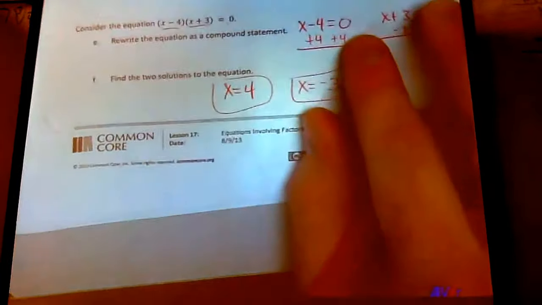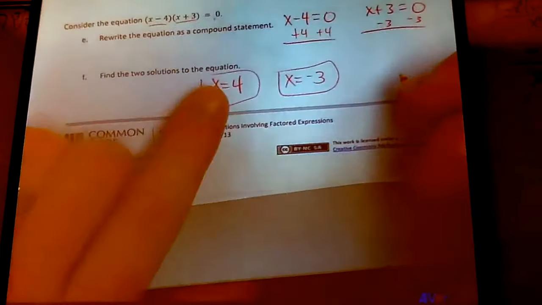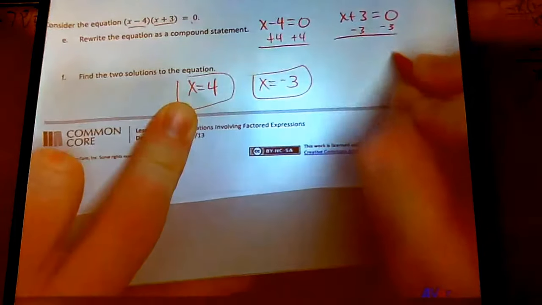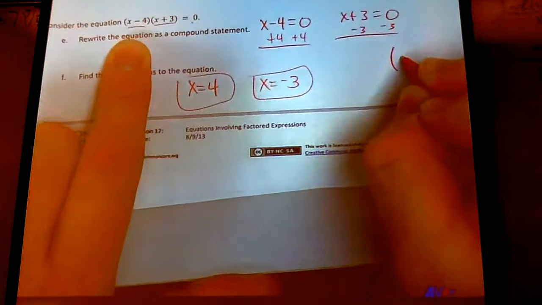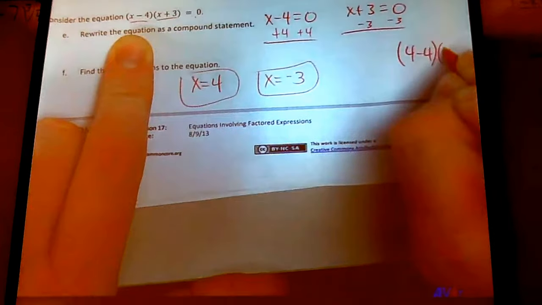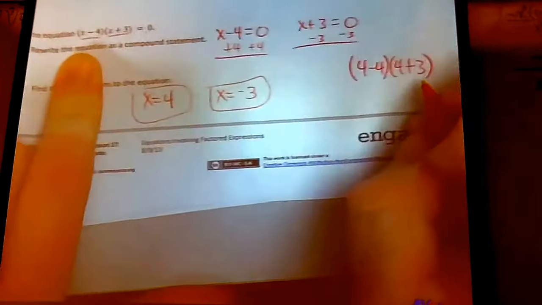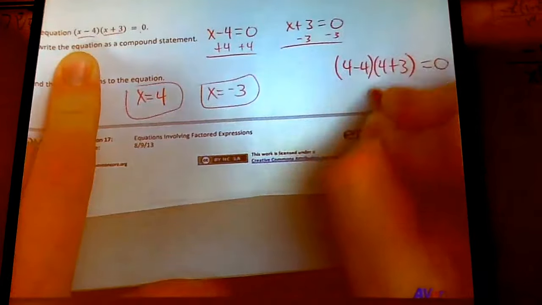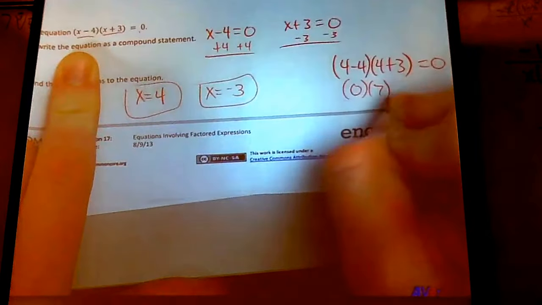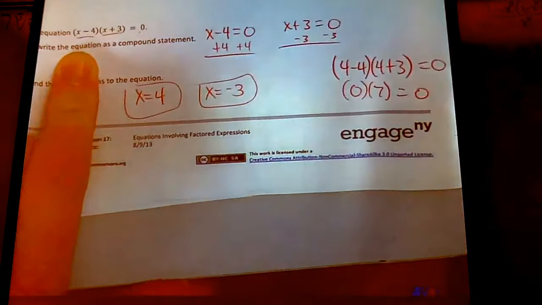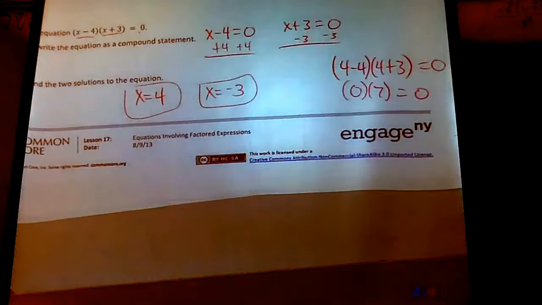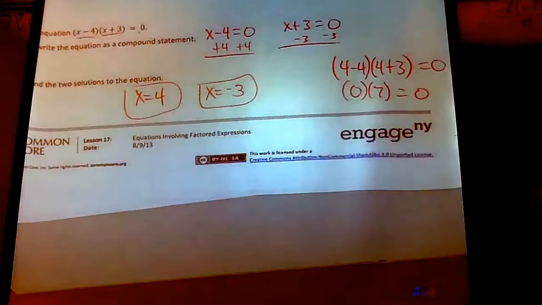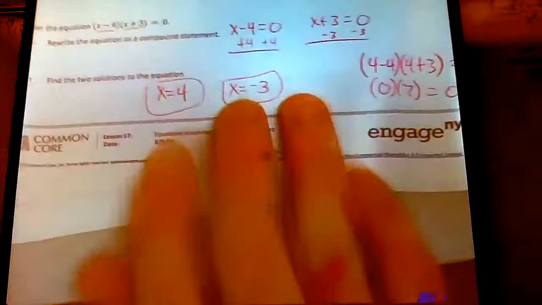Remember how to check your answer, like from 7th grade? Plug it in. x minus 4, so it would be 4 minus 4 times 4 plus 3 equals 0. 4 minus 4 is 0. 0 times 7 is 0. It works. Because you only have to make one of them equal 0, and then 0 times anything is 0, so it works.